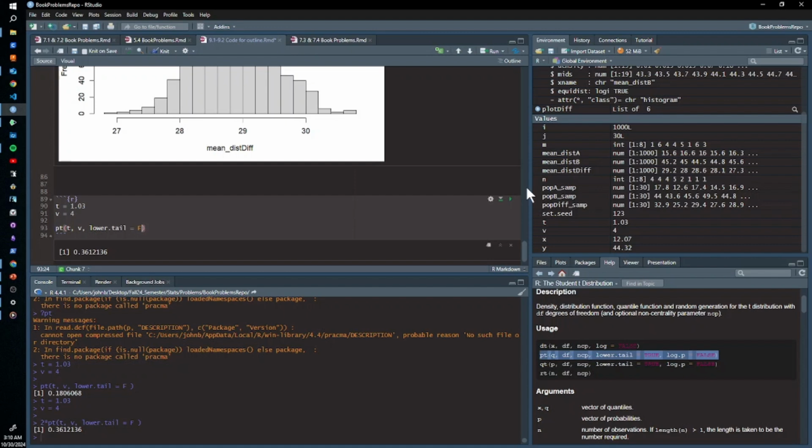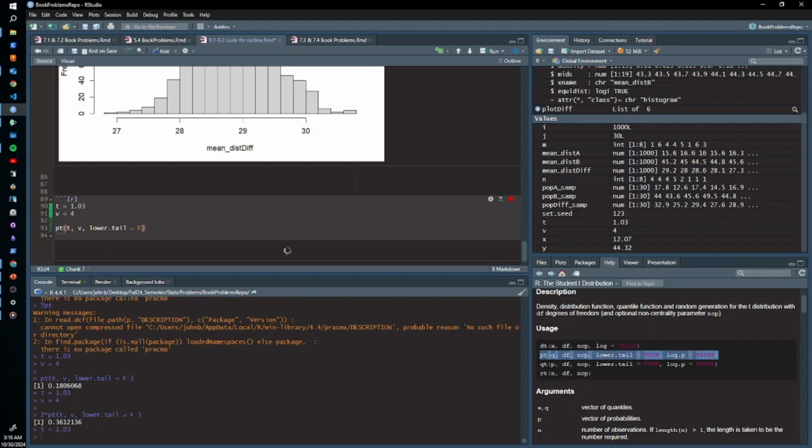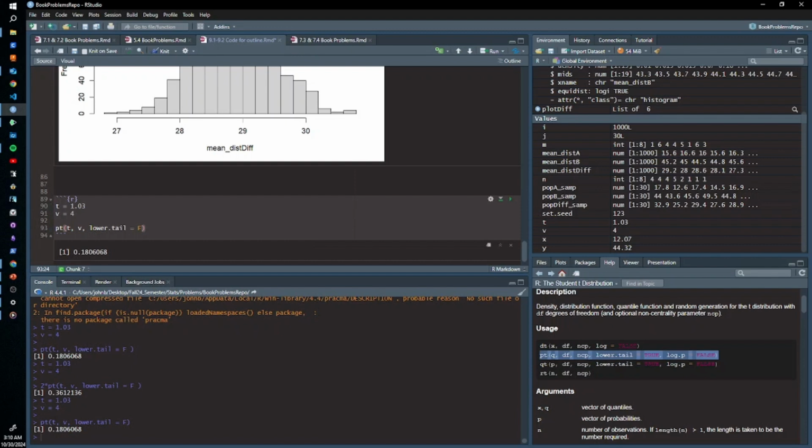Anyway, I jumped to the punchline. When we do this, we get this value for our p-value, but in actuality we do 2 times that value to get an accurate p-value, which gives us 0.361236. That's a nice palindrome.